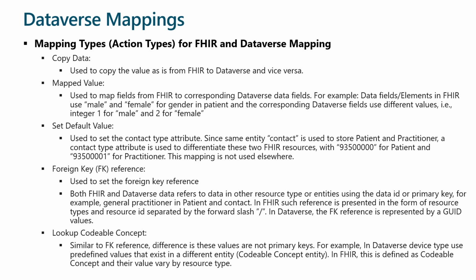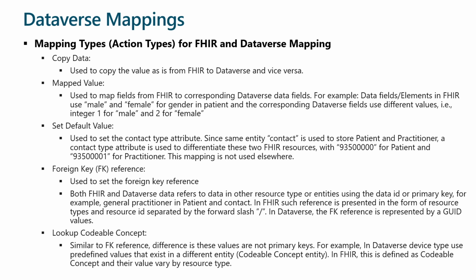Foreign key reference. Used to set the foreign key reference. Both FHIR and Dataverse refer to data in other resource types or entities using the data ID or primary key. For example, general practitioner in patient and contact. In FHIR, such a reference is presented in the form of a resource type and resource ID separated by the /. In Dataverse, the foreign key reference is represented by a GUID value.